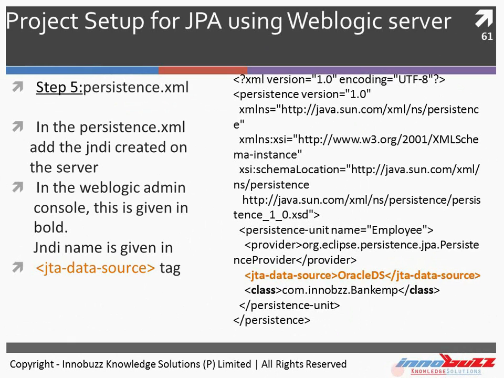Next is persistence.xml. The generated persistence.xml, which will be present in the META-INF folder, you can edit to change the JTA data source. We have created the data source in the WebLogic server as Oracle DS, and this is the JNDI name which we created in the earlier slide in the WebLogic Administration Console. That JNDI name for your Oracle data source should be given within the persistence.xml file.